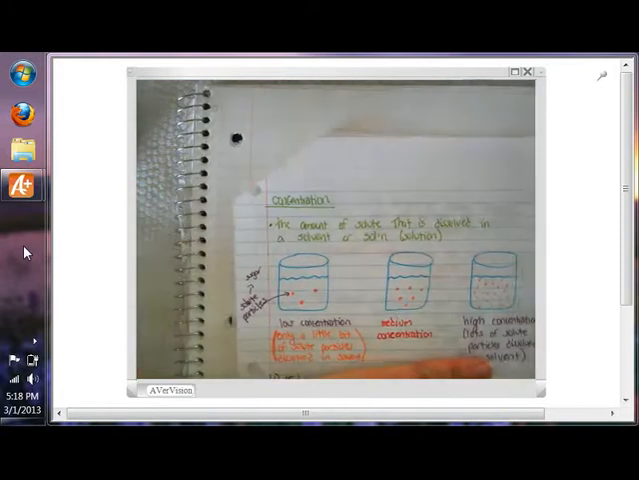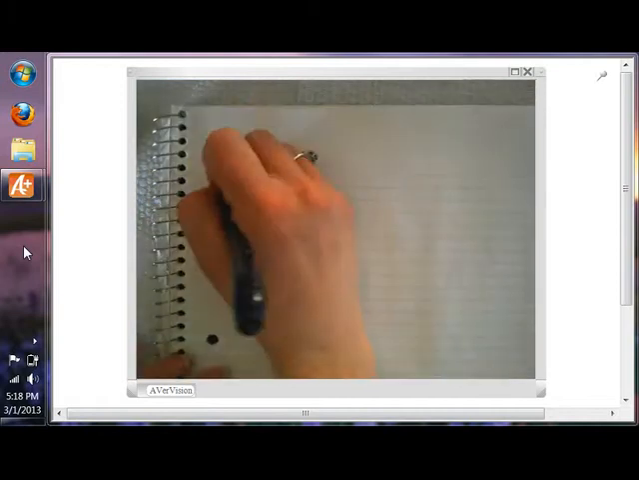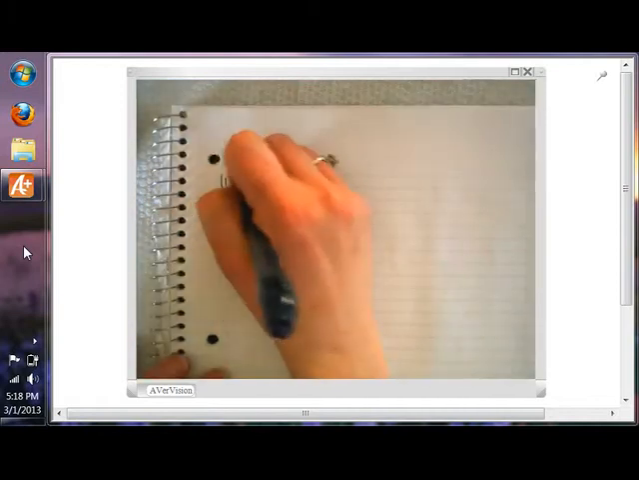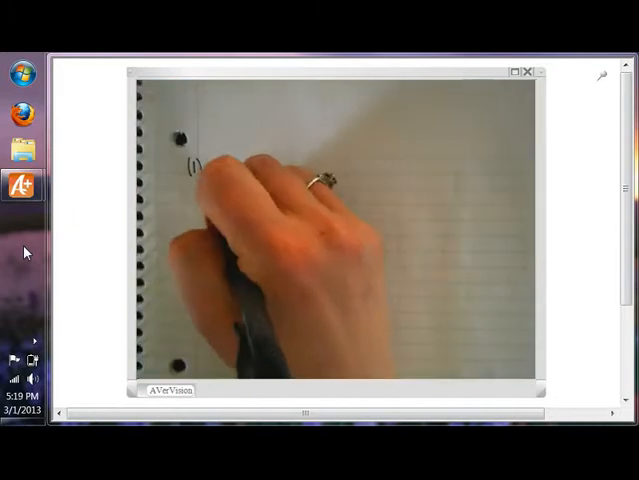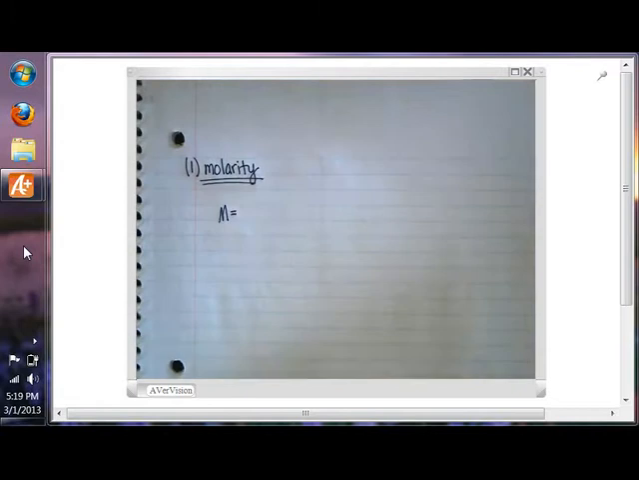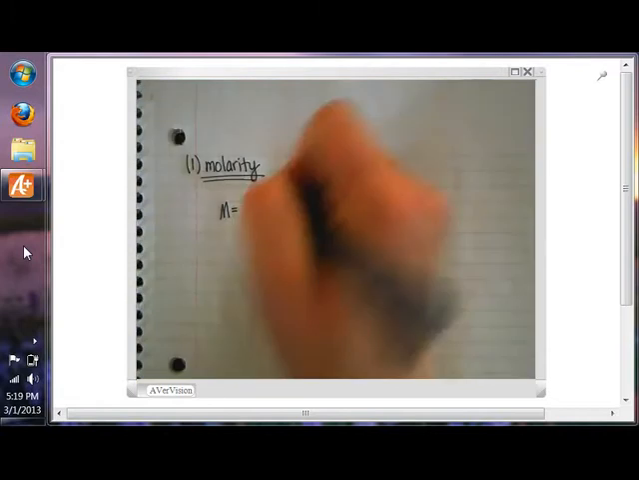Okay. So you're going to be taking these notes right underneath your concentration notes. So the main way to measure concentration is called molarity. And let me zoom in so that way you can see. And molarity is abbreviated as big M, capital M, and the units are moles solute over liters solution.